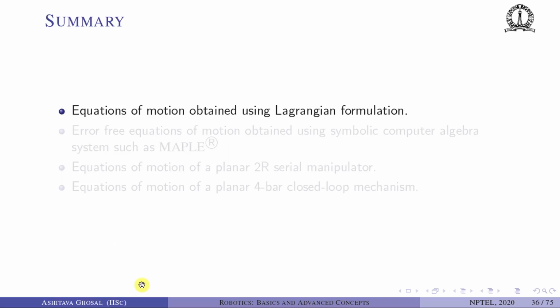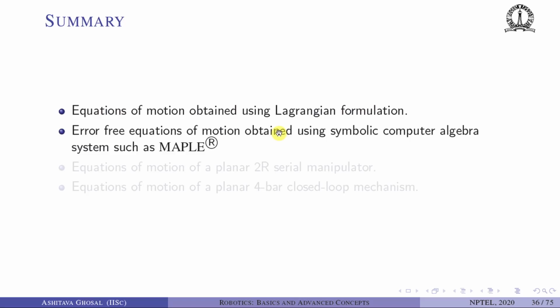So in summary, the equation of motion can be obtained using the Lagrangian formulation. This is very mechanical. You find the kinetic energy, you find the potential energy, you subtract KE minus PE, and then you take a set of derivatives, some partial derivatives and some time derivatives. We can obtain error-free equations of motion using symbolic computer algebra systems such as MAPLE, so I don't have to do these partial derivatives by hand.